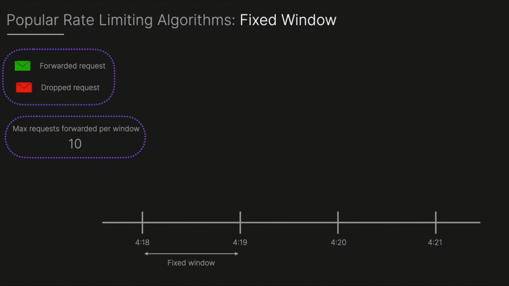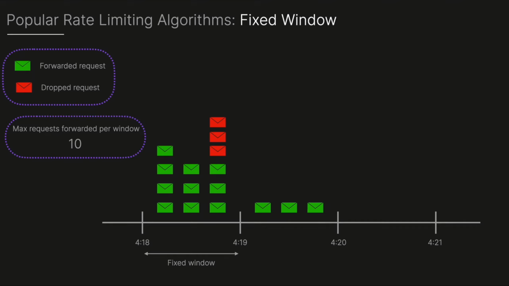So if we look here, we can see that the maximum number of requests forwarded per window will be 10. So as requests come in, as long as it's below 10, those are forwarded on, but then anything after 10, those requests are dropped, and then each window that counter starts again. So it's allowed 10 requests, and then anything after that is dropped.